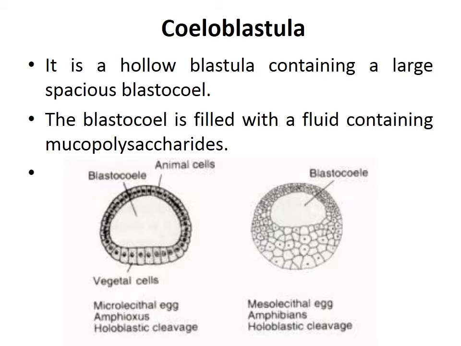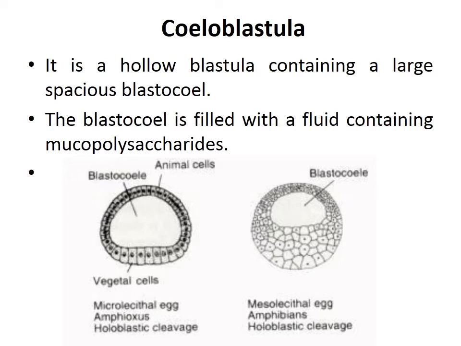Always near the vegetal pole you have the larger blastomeres, and towards the animal pole you have the smaller microblastomeres, whereas macroblastomeres are present towards the vegetal cells. The first picture indicates a fair amount of blastocele, and this is found in a microlecithal egg, where the amount of yolk is evenly distributed.